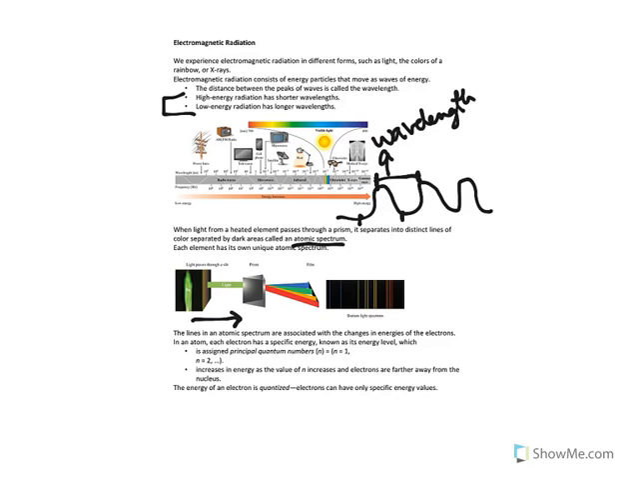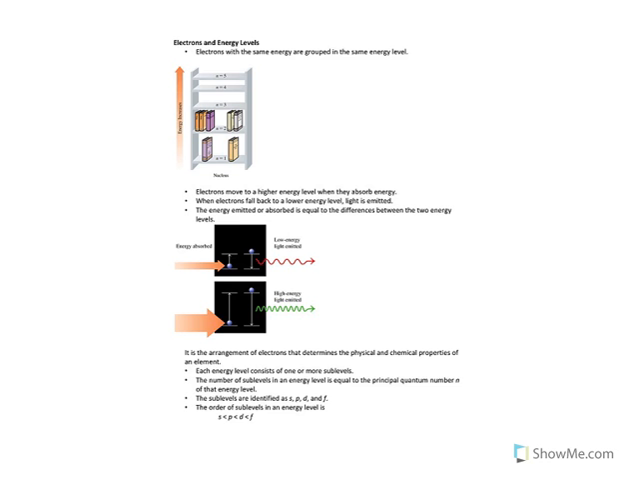The energy of an electron is something we call quantized, meaning electrons can only have specific energy values. Right? Not every energy value is possible for every electron. You can think of this like a bookshelf. If you have a bookshelf, you can only place your books on certain levels.